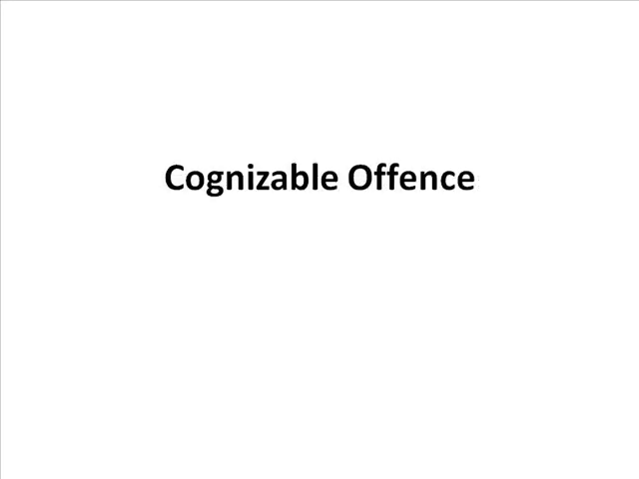Now what is a cognizable offense? The first schedule of the CRPC deals with classification of offenses with regard to offenses under the Indian Penal Code, IPC. Here each offense is classified either as cognizable or non-cognizable. So basically cognizable offense is all those offenses where police officer may arrest without warrant.